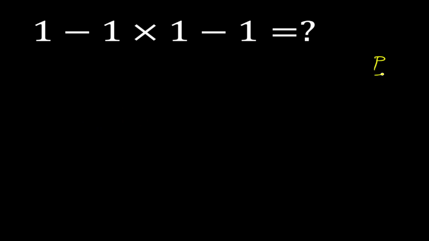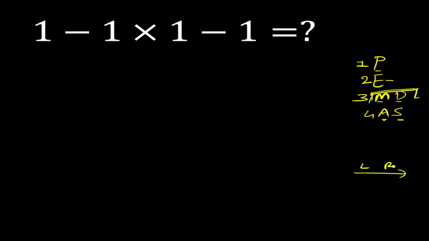So now let's solve this problem correctly by using the PEMDAS rule, right? PEMDAS, P-E-M-D-A-S. According to PEMDAS, first priority is parenthesis, second priority is exponents, third priority is multiplication and division, and fourth priority is addition and subtraction. But here multiplication and division both have equal priority, so we have to solve it from left to right. And also addition and subtraction both have equal priority, so we have to solve it from left to right.